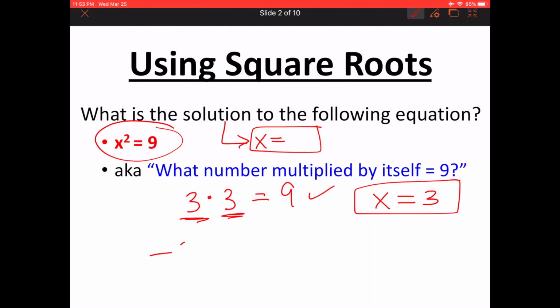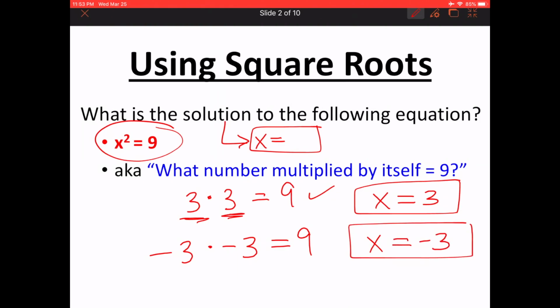And my other option is actually -3 times -3, because a negative times a negative also gives you a positive. So I would have two answers to this: x equals 3 and x equals -3. Notice that -3 times +3 does not work. It gives us -9. Okay, when we are trying to find a square root, what number multiplied by itself equals 9, it has to be the same exact number, even the signs have to be identical.